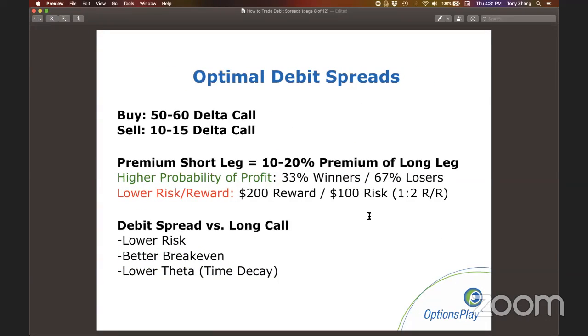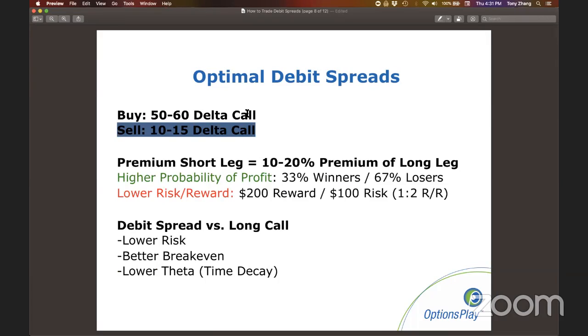So based on all of those things that we talked about, you can choose all different strike prices, all different expiration dates. What is the optimal debit spread then? This is based on a ton of back testing that we've done, buying different deltas, selling different deltas, trying out different expiration dates and things like that. What we have found is that the general optimal debit spread is always buying a slightly in the money call, so a 50 to 60 delta call on the long leg, and then selling a roughly 10 to 15 delta call against that.